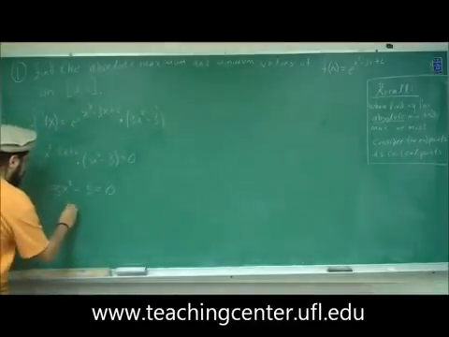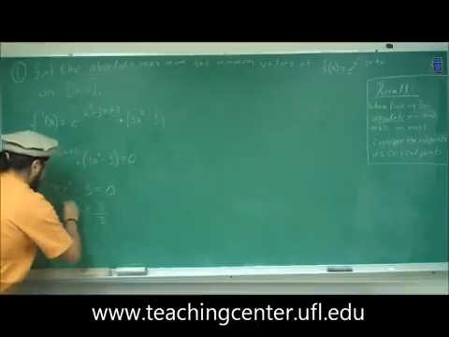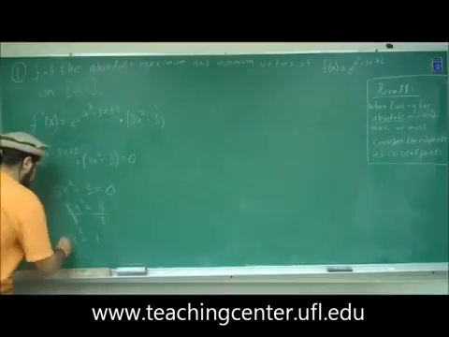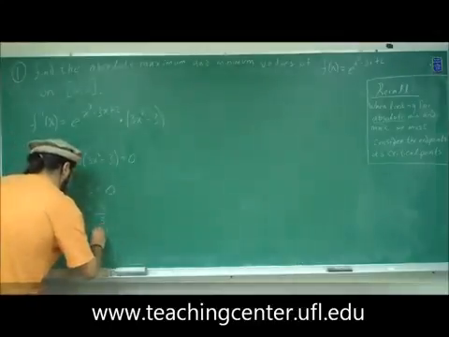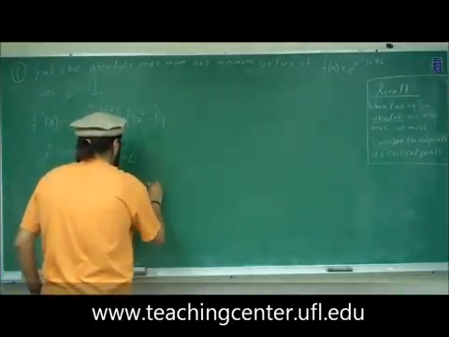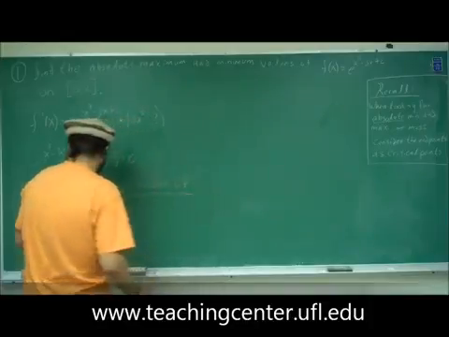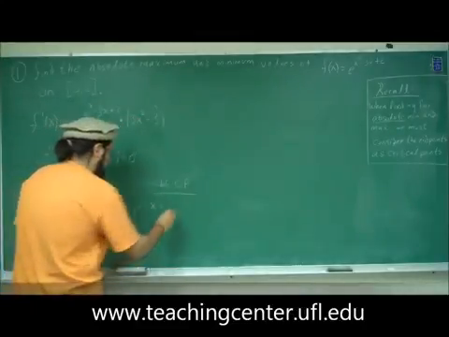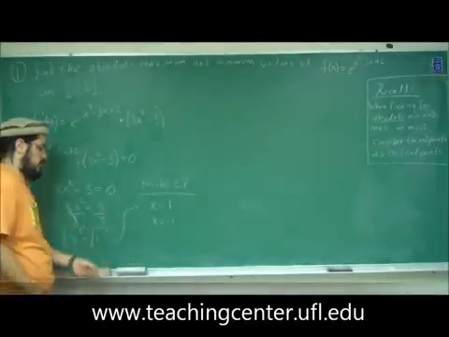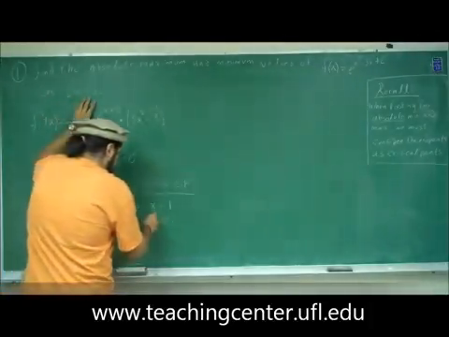Now move 3 over, divide both sides by 3. We get x squared equals 1. To solve for x, take the square root of both sides; you have plus or minus. Therefore our possible critical points are x equals plus 1 and x equals minus 1. Square root of 1 is 1, so you have plus 1 or minus 1. However, minus 1 is not in this domain from 0 to 2, so that's gone.